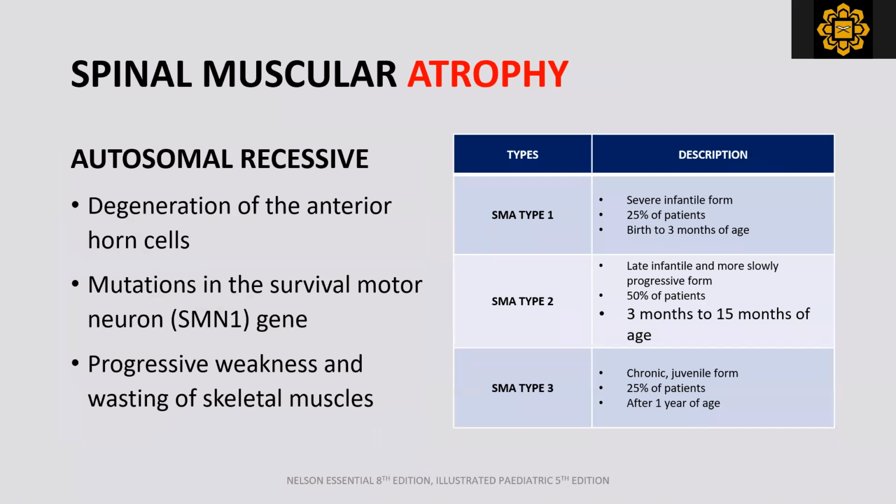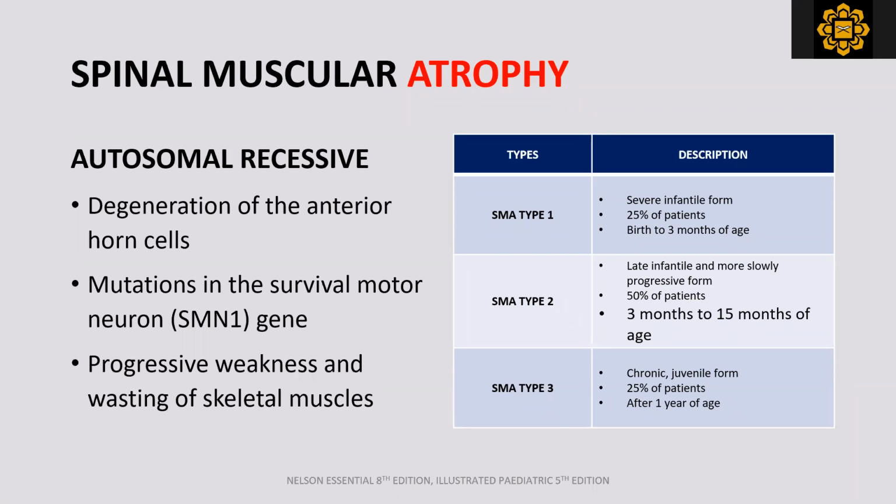For spinal muscular atrophy, I believe all of us have been quite equipped with this knowledge, because one of the clinical features is quite distinguished, as you will see later. Spinal muscular atrophy is an autosomal recessive disorder involving progressive degeneration of the anterior horn cells. This degeneration is caused by a mutation in the survival motor neuron SMN1 gene. The particular feature we can see is progressive weakness and wasting of the skeletal muscle as the patient ages.